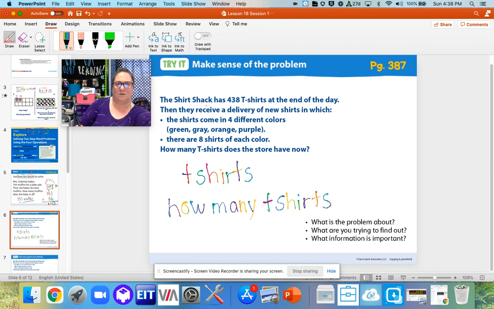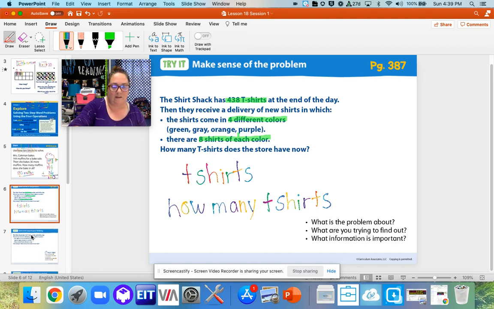All right, what information is important? Well, let's read it one more time. The T-Shirt Shack has 438 t-shirts at the end of the day. Okay, so I feel like 438 t-shirts is important. Then they receive a delivery of new shirts in which the shirts come in 4 different colors. That seems important: green, gray, orange, and purple. There are 8 shirts of each color. How many t-shirts does this store have now? All right, so go ahead and solve this problem. Pause the video and solve the problem. You're going to want to solve it in your workbook on page 387, not on your whiteboard.